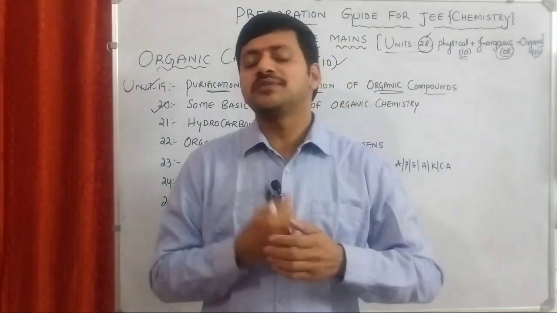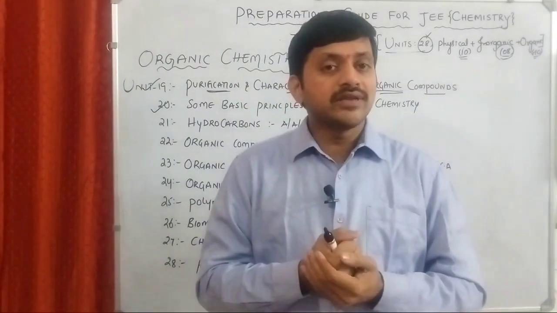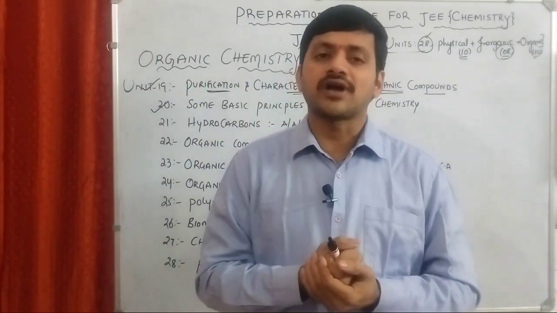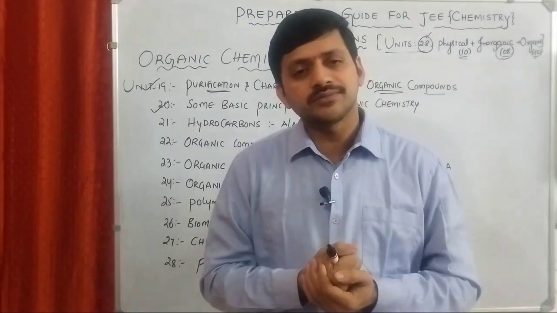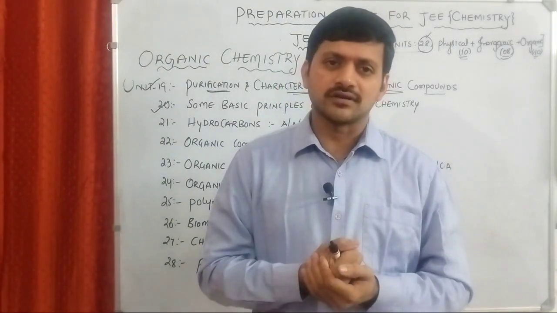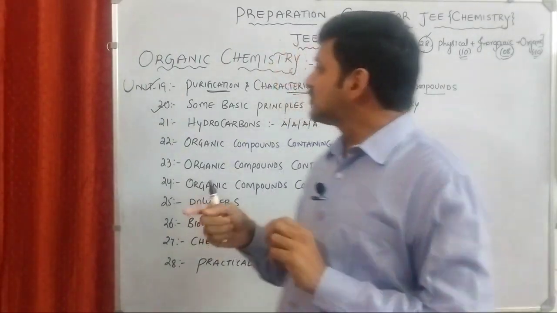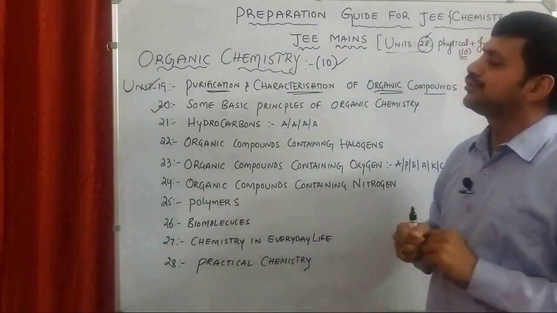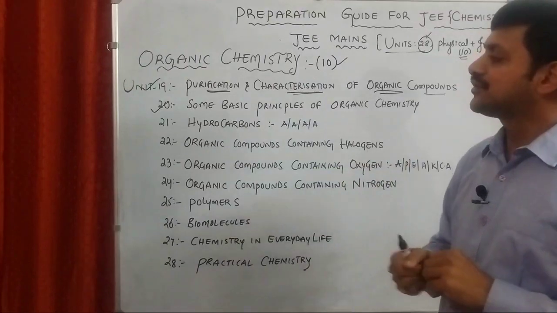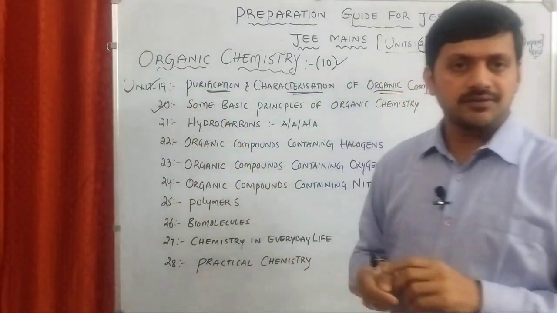For the estimation purpose, we have Liebig's method for the estimation of carbon and hydrogen, and Kjeldahl's method for the estimation of nitrogen. These two estimations are enough. So this is all about the first unit of the organic chemistry portion, unit 19.